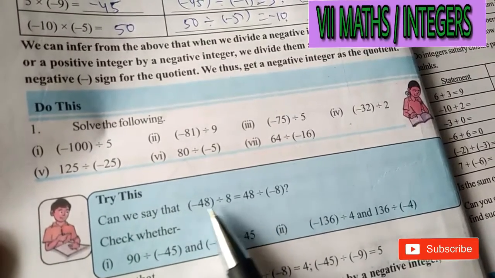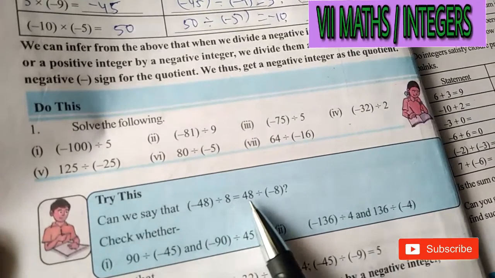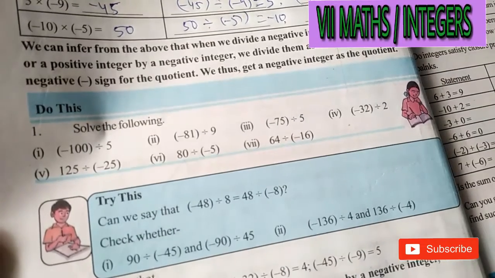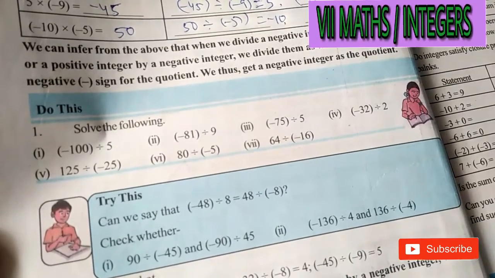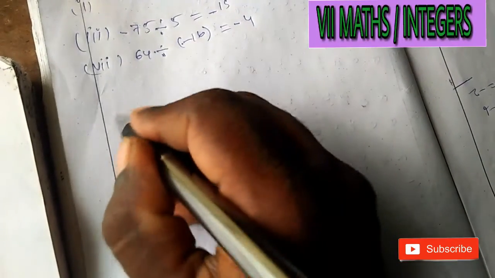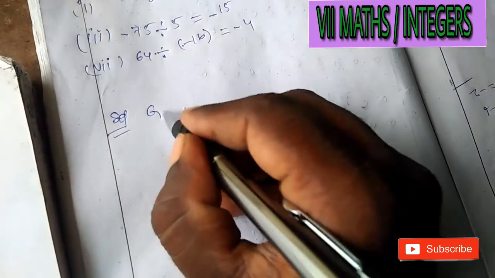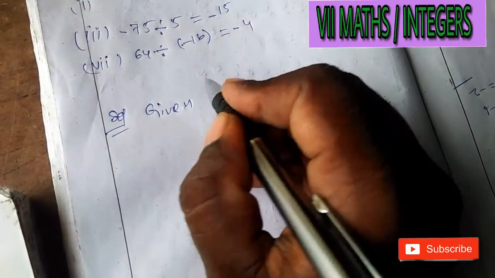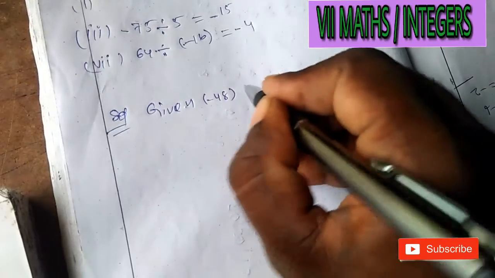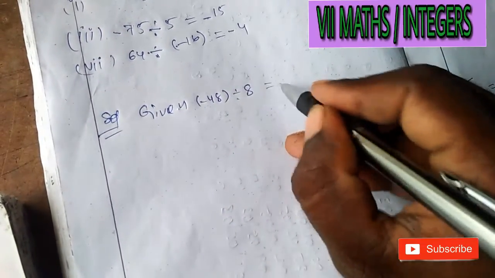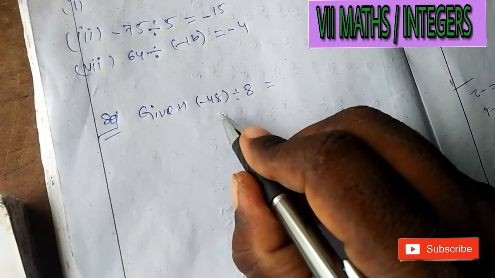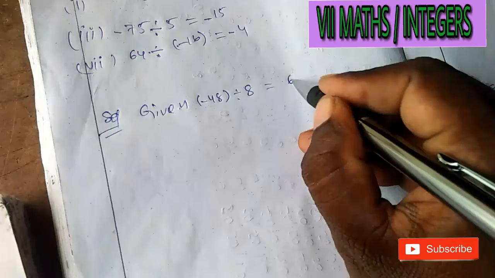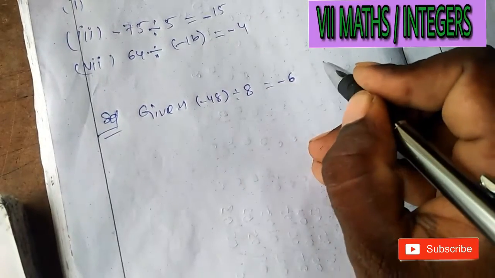Can you say that minus 48 divided by 8 is equal to 48 divided by minus 8? So let us do it. Solution. Given minus 48 divided by 8, that is the left hand side. 48 divided by 8 is 6, since 6 8s are 48. It is a negative number, so you have to write negative.